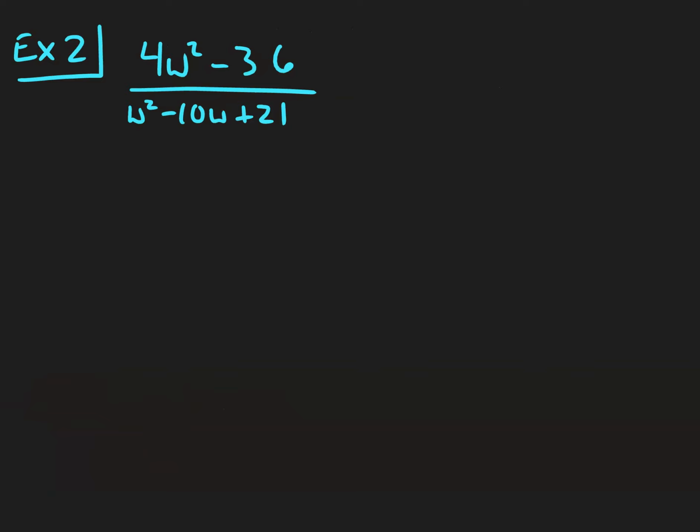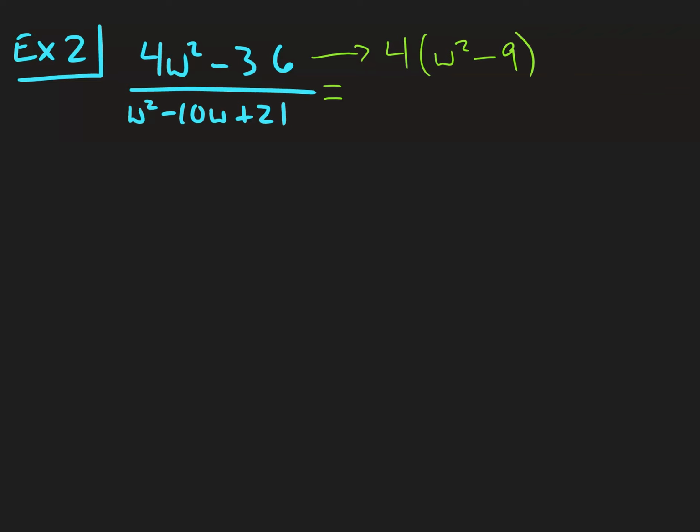All right, here's our next example. 4w squared minus 36 over w squared minus 10w plus 21. Once again, we're going to have to factor. It's going to be a theme that we're going to see in all these problems. So let's start with our numerator. So our numerator is actually going to have a little bit of work because first we have a greatest common factor between 4 and 36 that can be factored out. So I'll factor that out here. That's going to be 4 times w squared minus 9.